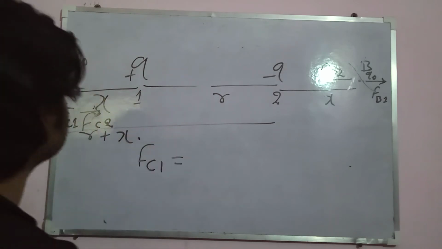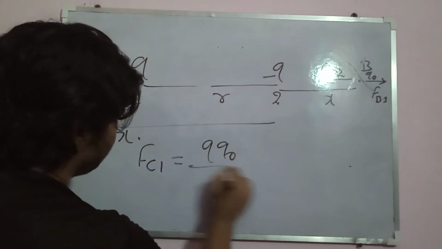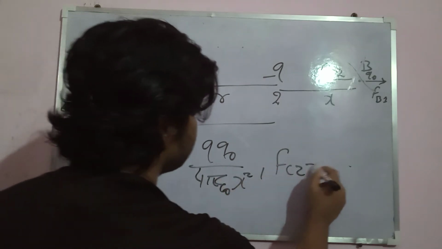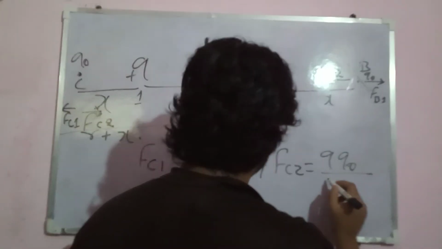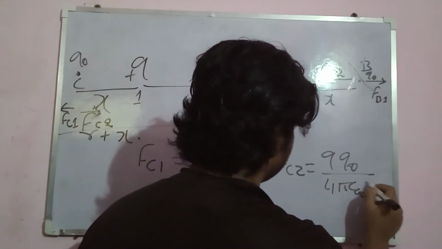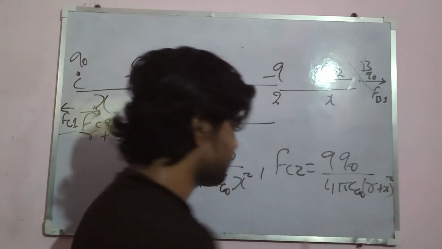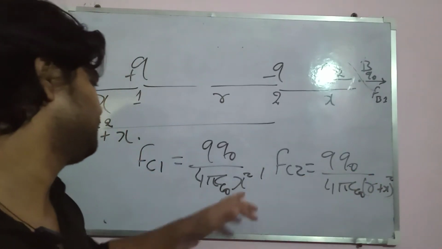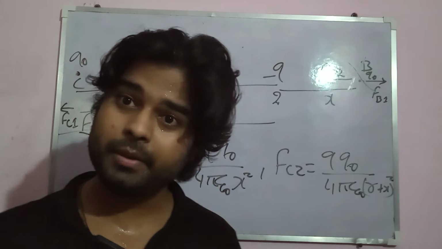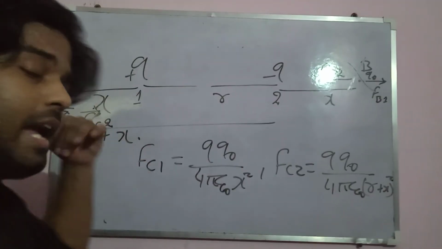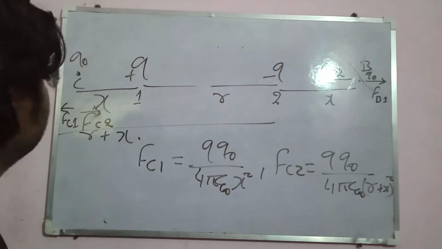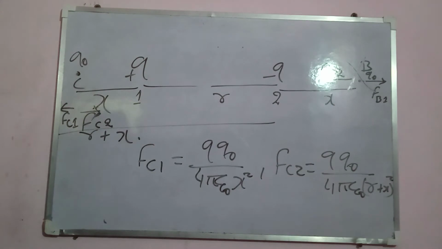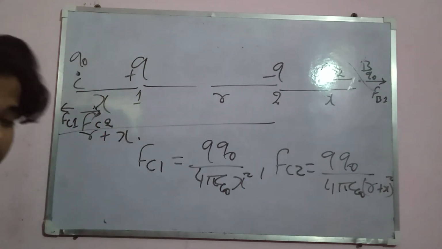FC1 is equal to Q naught by 4 pi epsilon naught x square. FC2 is Q naught by 4 pi epsilon naught r plus x whole square. So see, if the product of charges is the same in both forces and the distances are different, they never become equal. So they never cancel each other. Having their directions opposite to each other, they will not cancel because their magnitudes are not equal. So from here to infinity, you don't get any equilibrium point.